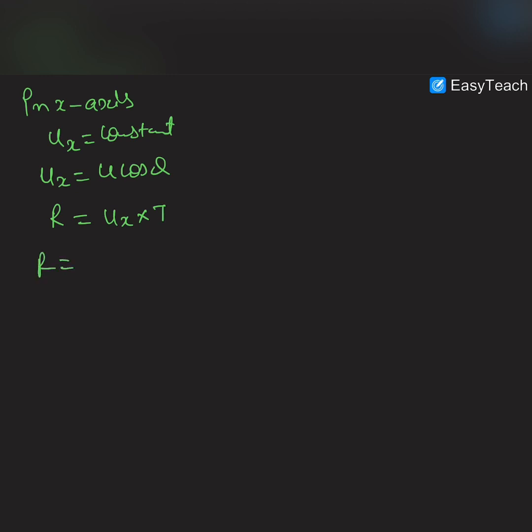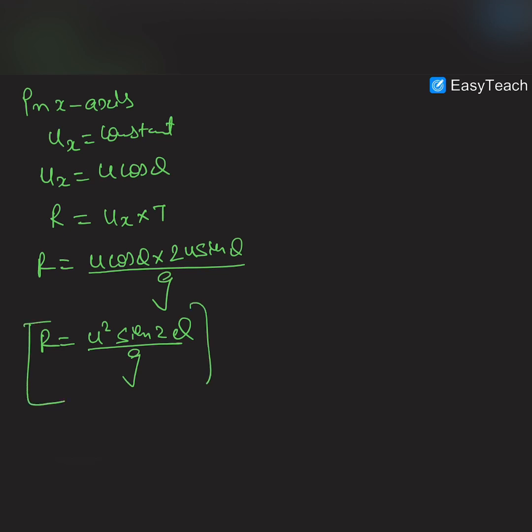So R will be u cos theta into 2u sin theta by g. So R will be equal to u square sin 2 theta by g. This is the range. Or you can also write down the range in another form, that R is equal to 2 ux into uy by g, where this is ux and this is uy. Okay, so this is the range.